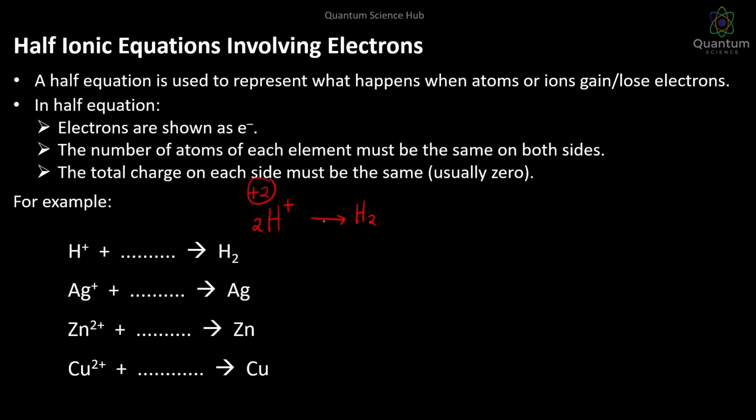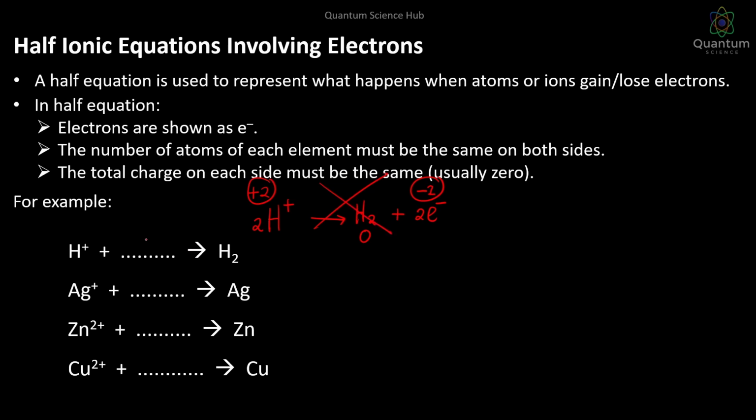So where should I put the electron? Imagine you put 2 electrons at the right side. The electron is negative, while the charge of H2 is 0 because there are no ions. So the charge at the right side is negative 2. It is not balanced, because the left side is positive 2, while the right side is negative 2. So that's why this is wrong.